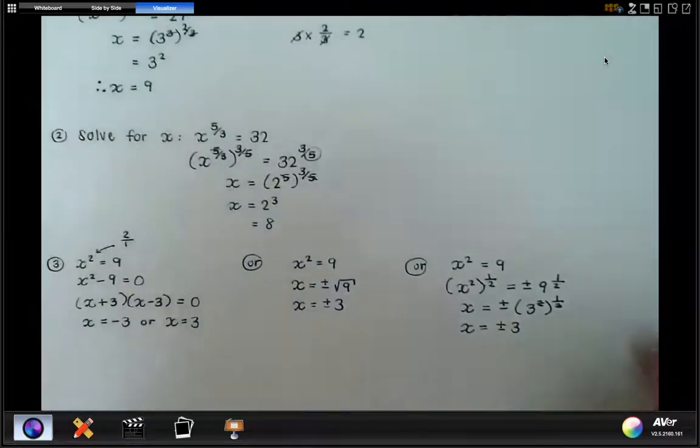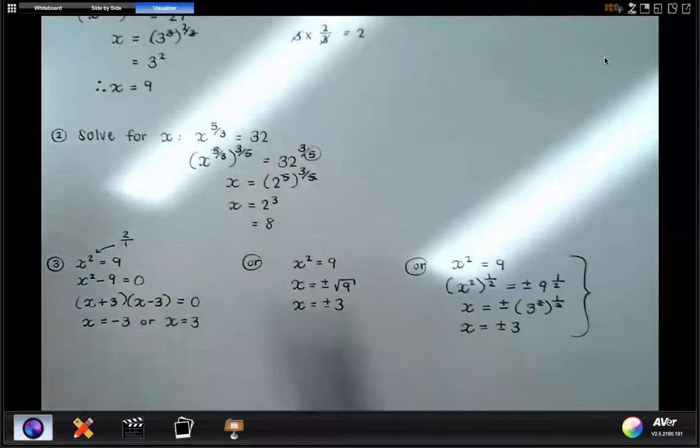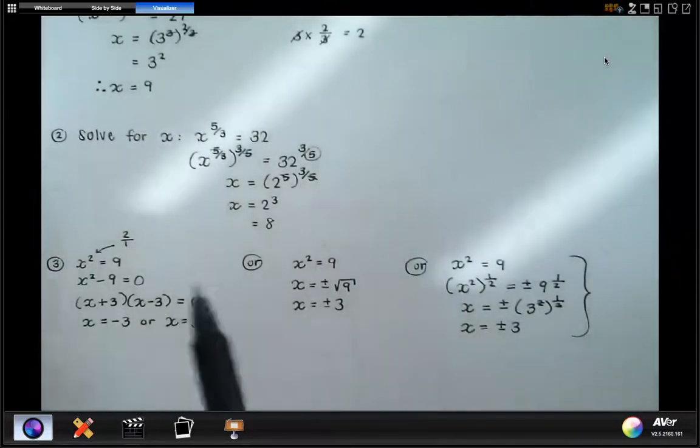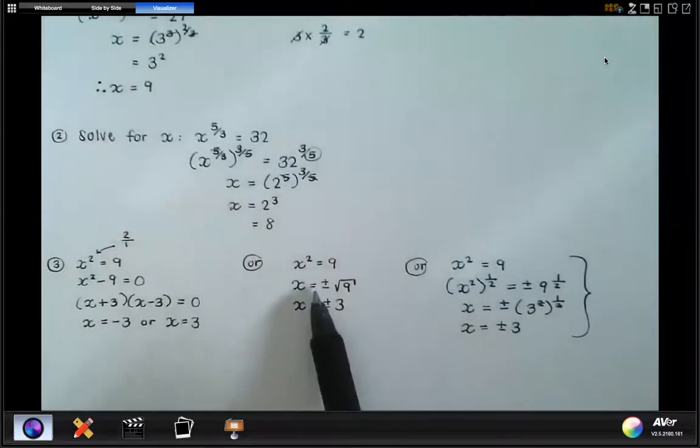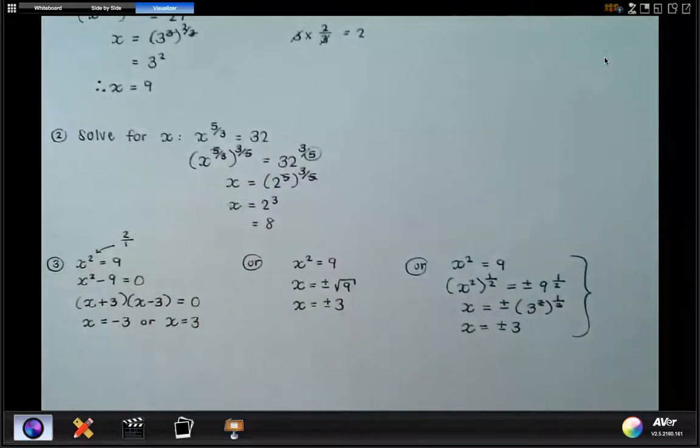Now, guys, I'm not expecting you to use this method if you get x squared equals 9. Not at all, all right? You would use one of these 2 methods, I'm sure. You would either get everything to the one side equal to 0 and then factorize, or you would do your plus minus square root method. That's perfectly fine. You will still get full marks for that.